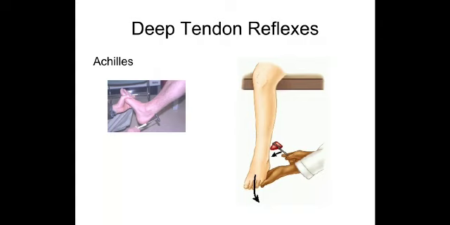So you can do it either in this method, kneeling down, or in supine position. We need to strike the Achilles tendon. This is called the ankle jerk, with the root value of S1 and S2.